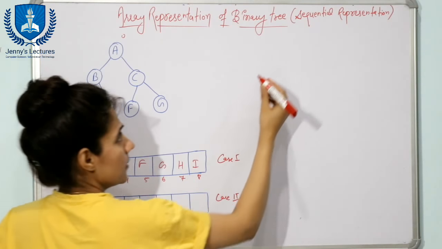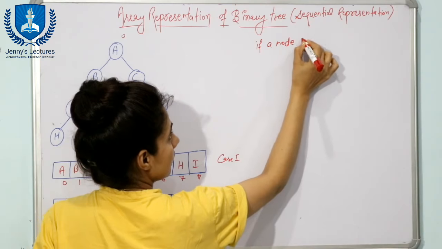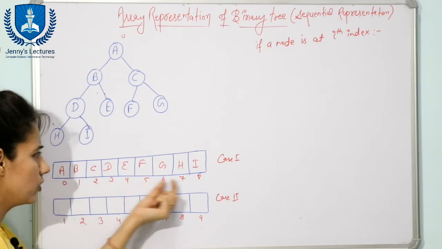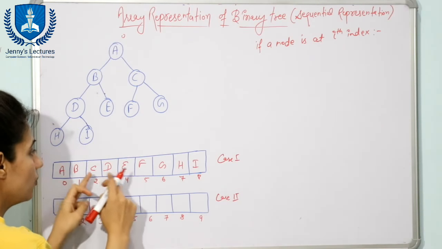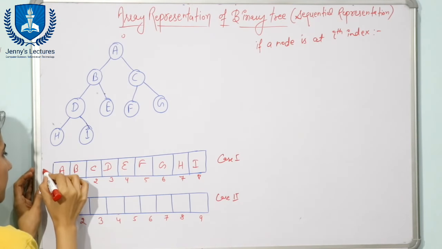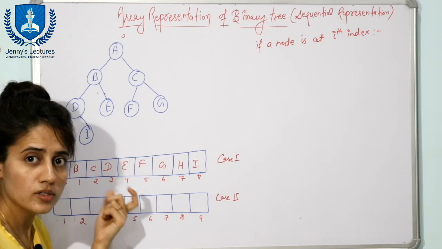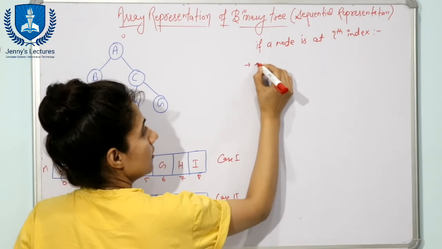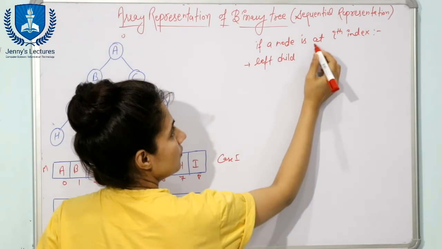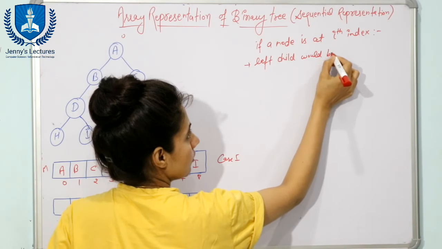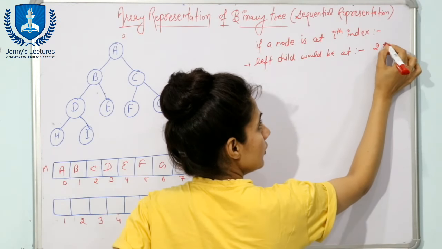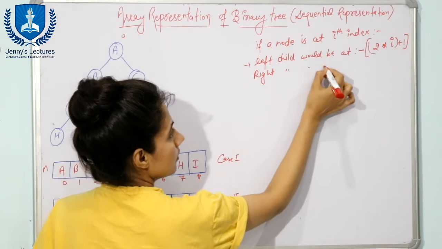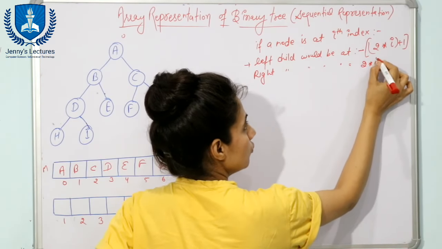So the formula is, if a node is at the ith index, meaning any of 0, 1, 2, 3 up to 8, suppose the array name is, I'm not taking A, I'm taking M, so the node is at M of i location. Now its left child would be at which location? 2 into i plus 1. And the right child would be at 2 into i plus 2.